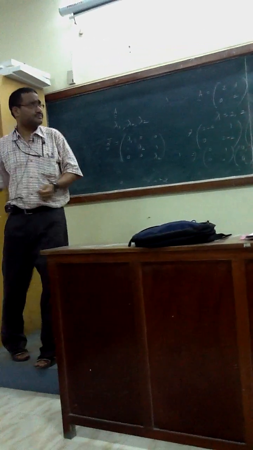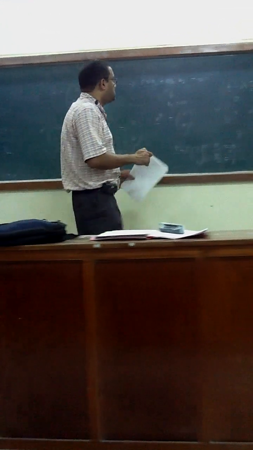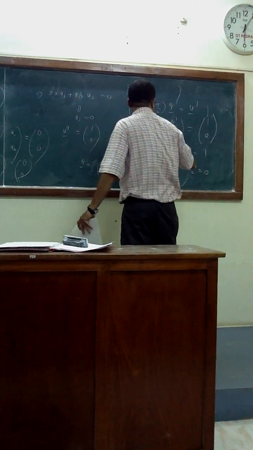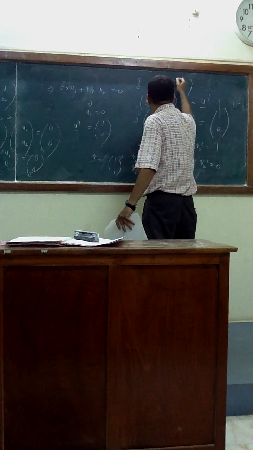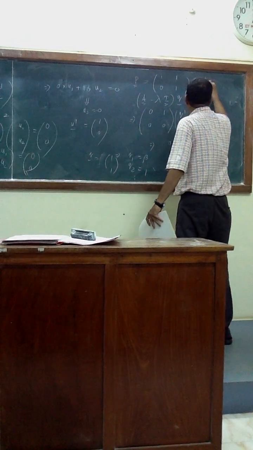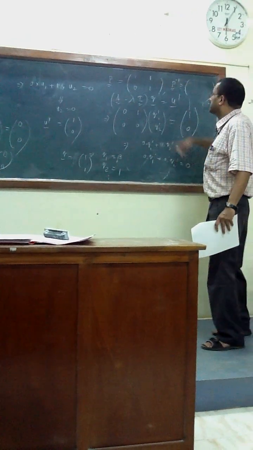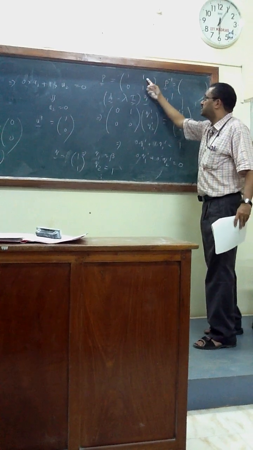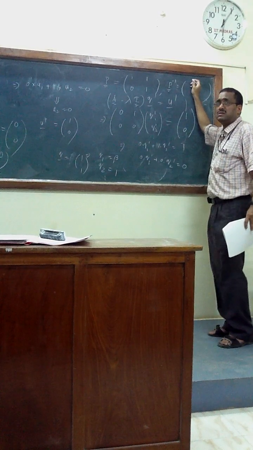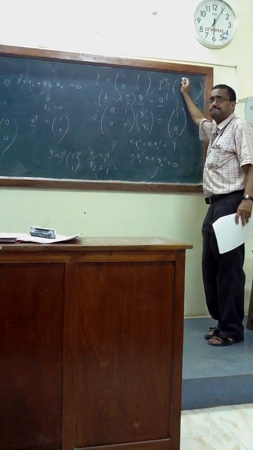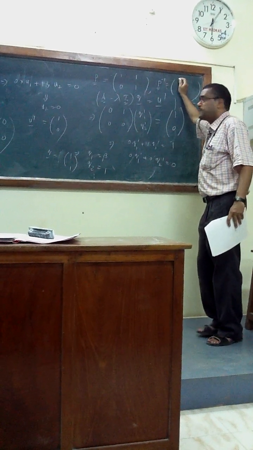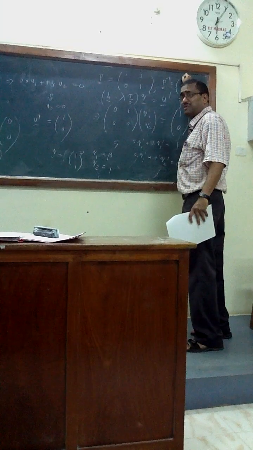Now, what will be my P matrix? My original eigenvector is 1 0. Another one is 1 1. What is P inverse? Remember that this length is 1, this length is not 1. What's the answer? P inverse. The determinant 1 by 1 will be there? Sure.